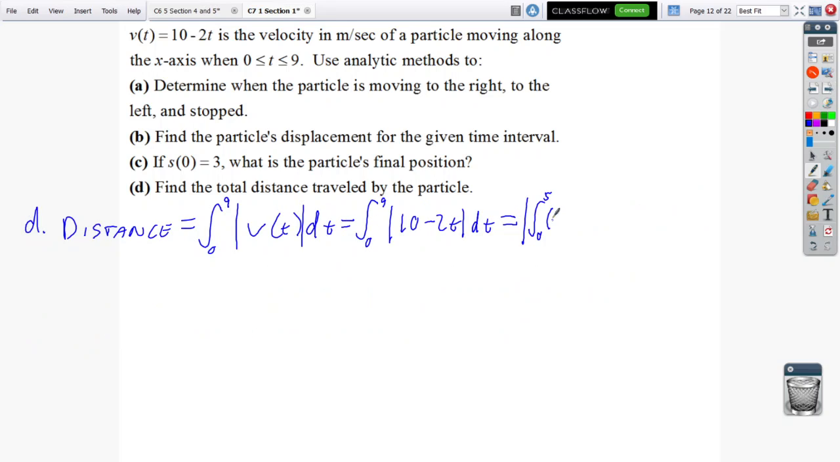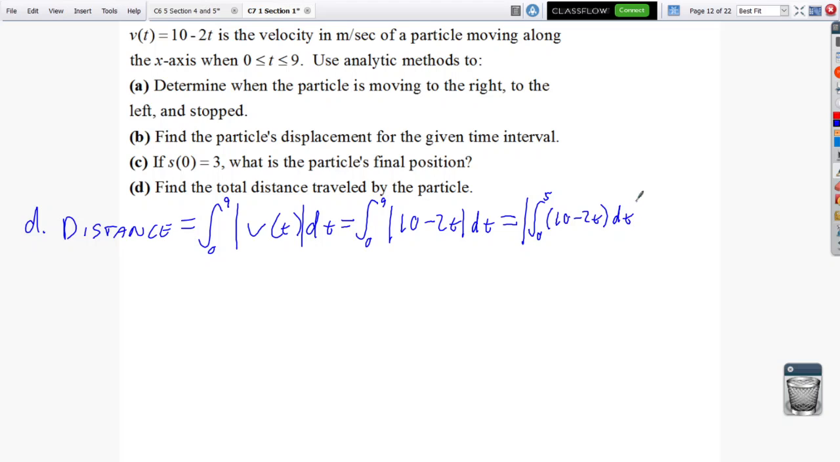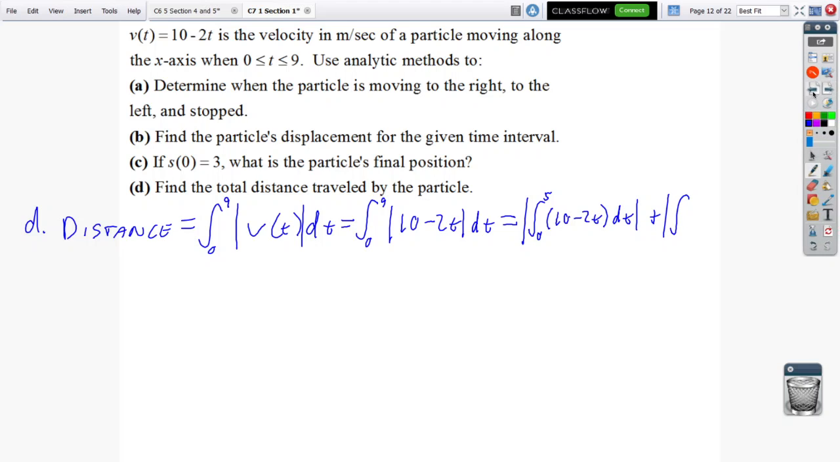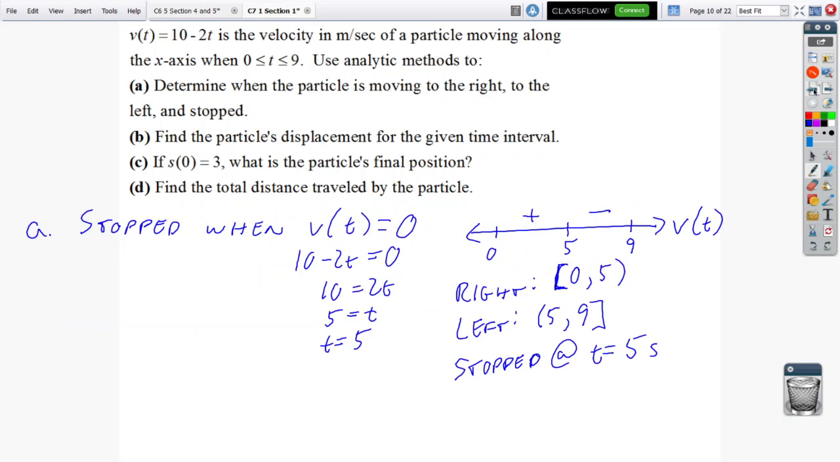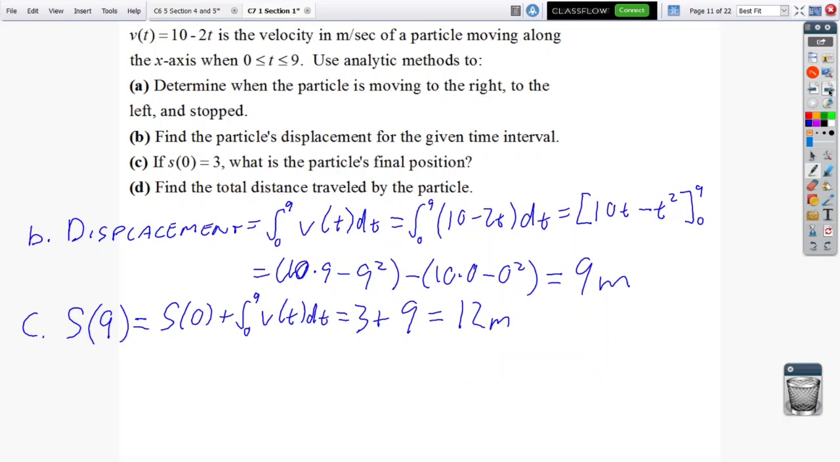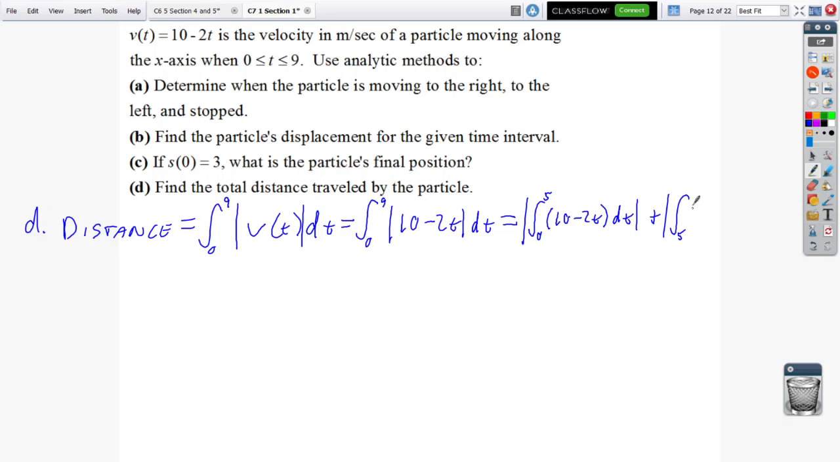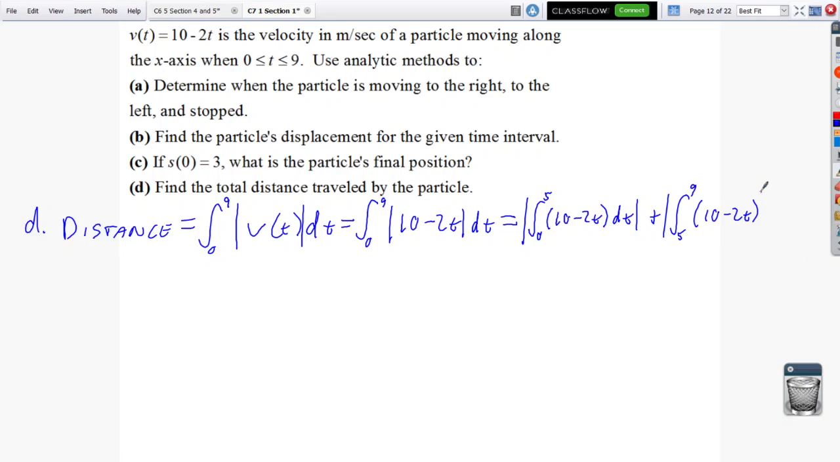Now just to remind you guys, 0 to 5 of 10 minus 2t dt plus the absolute value of the integral, our other interval, from 5 to 9 of 10 minus 2t. So this is how you have to work it if you are doing the distance traveled by hand. So now here we do recognize that we have to use two different fundamental theorems of calculus.